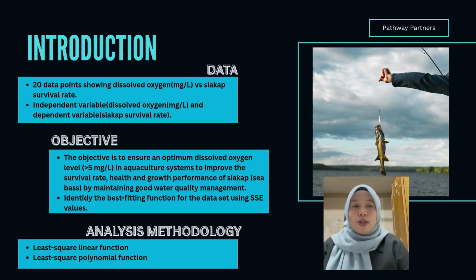To prove this, our study analyzed 20 data points. In this dataset, the independent variable is the dissolved oxygen level and the dependent variable is the siakap survival rate, which is used to measure final harvest yield. For the analysis, we test two mathematical models to find the best fitting function, the least square linear function and the least square polynomial function. We compare their SSE value to confirm which formula is the most accurate.